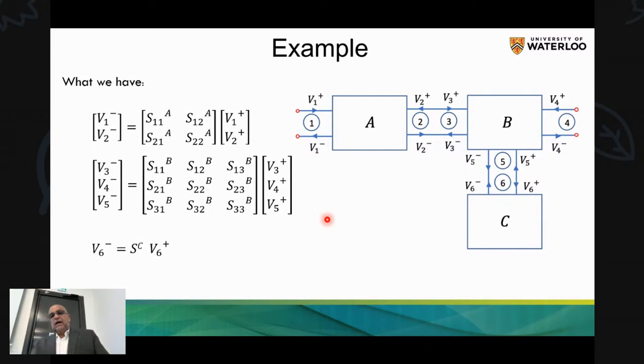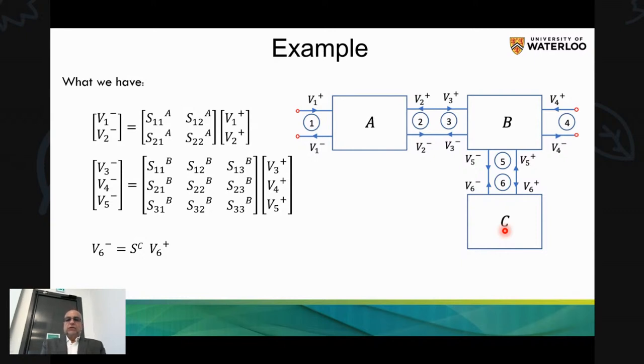Let's say I have three networks like that. This is a two-port connected to a three-port, and one of the ports here is terminated by a load. I'm going to call it C. So let's follow the steps. Let's define the external ports and the internal ports.